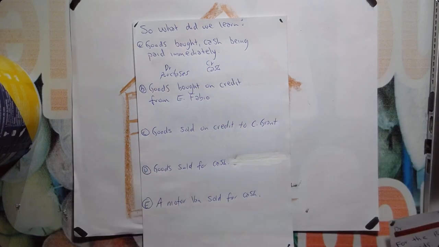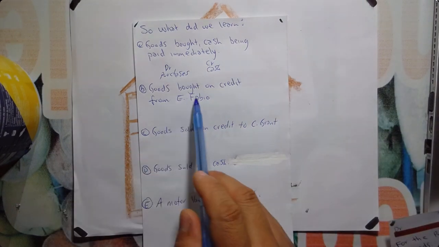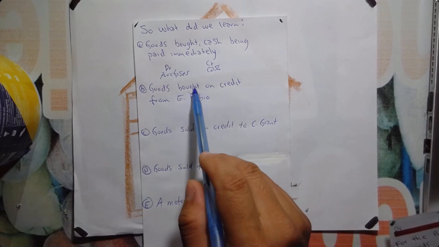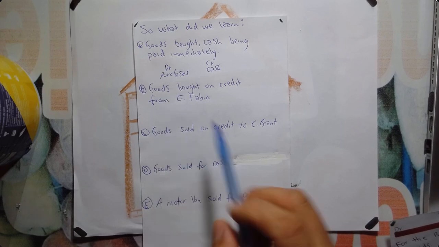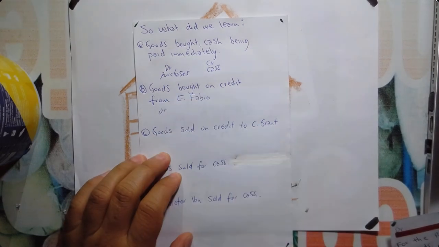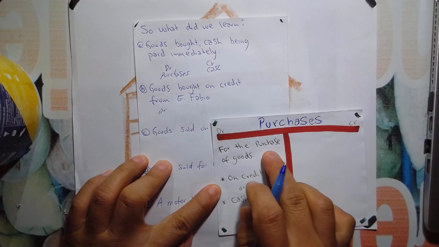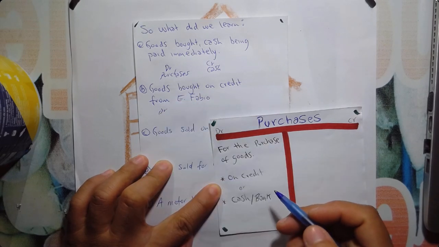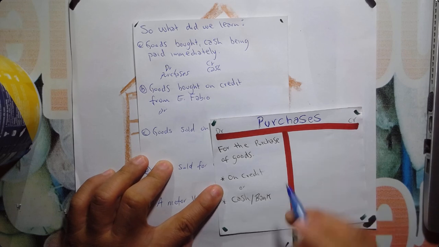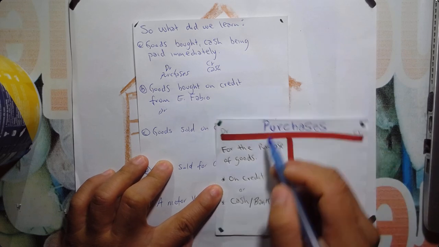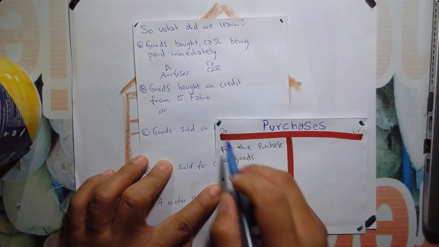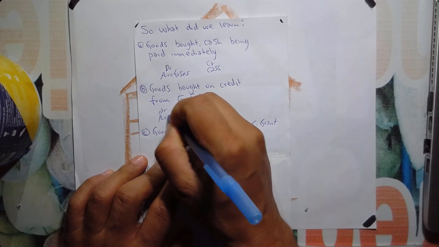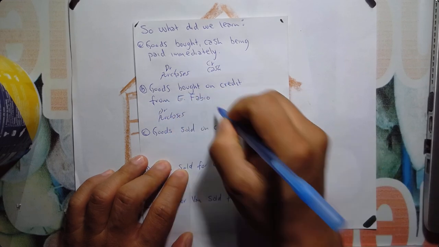The following transaction reads, goods bought on credit from E. Fabio. Again, we are buying goods. Okay? So if we're buying goods, we know that we will use purchases once again. When I buy goods, what is the effect on inventory in my particular business? Well, I will have more. This is an asset account, so I want to increase it. I increase that on the debit side. So I'm going to debit purchases.